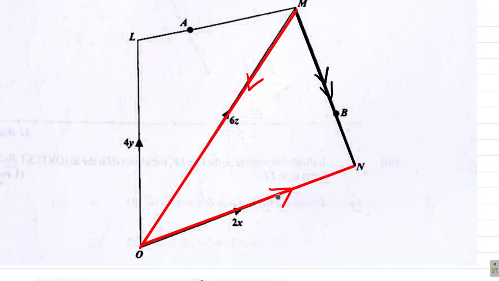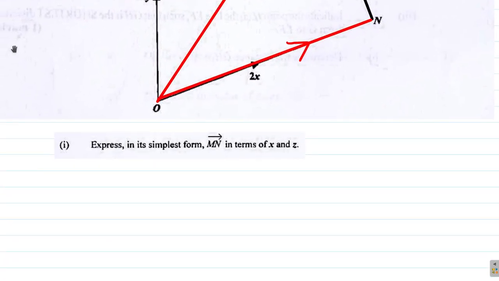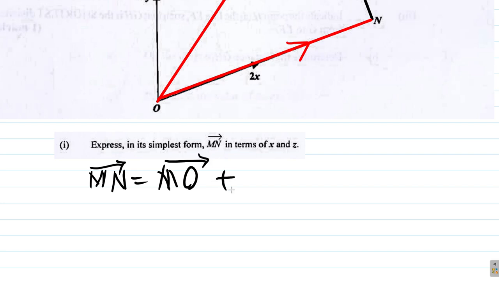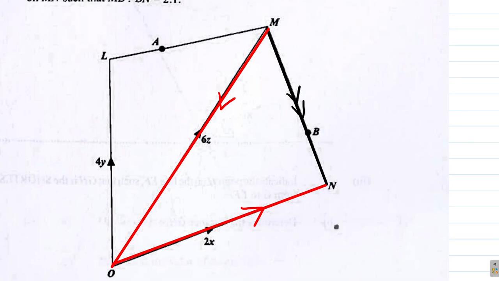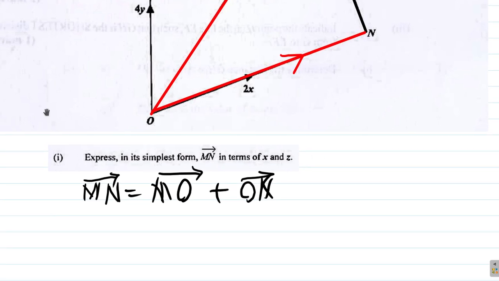MN is MO plus ON. You must show working, you know. Show how you get it. So MN is equal to MO plus ON. So that's from M to O plus O to N. But what is MO? MO is negative OM. So this is negative OM.